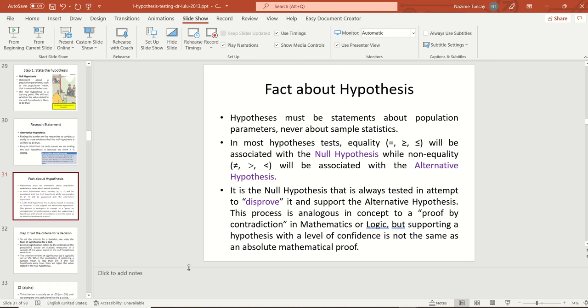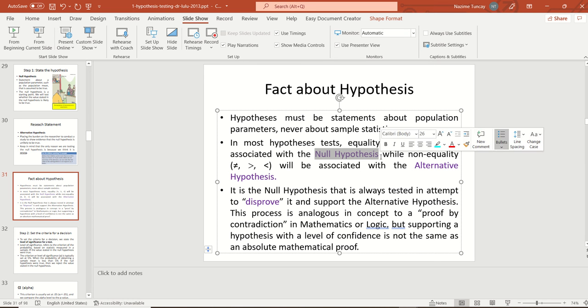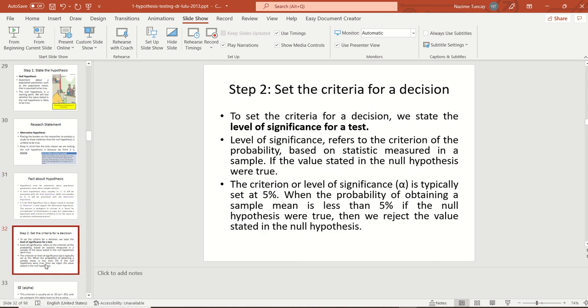In most hypotheses we have these signs, bigger than or equal to, smaller than or equal to, but for the null hypothesis we say no difference.